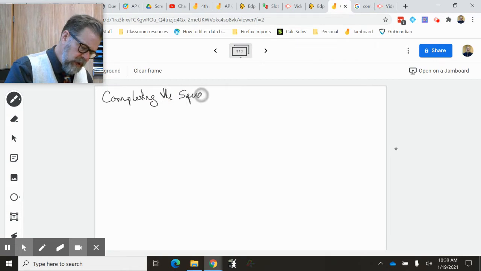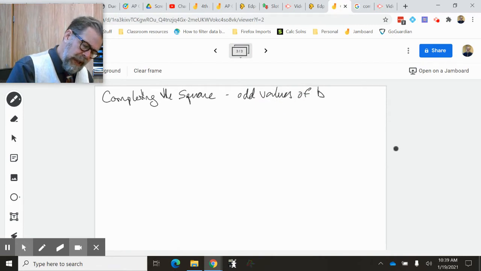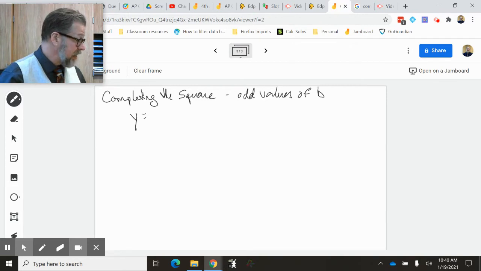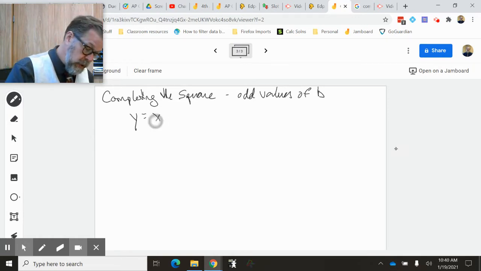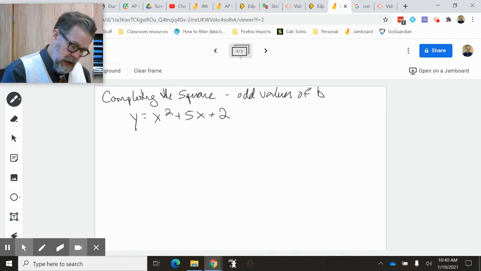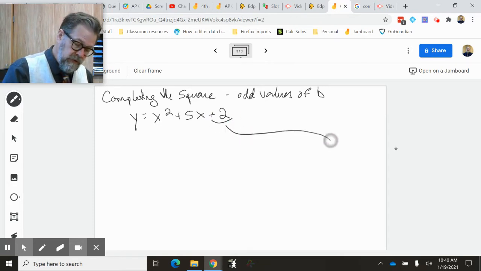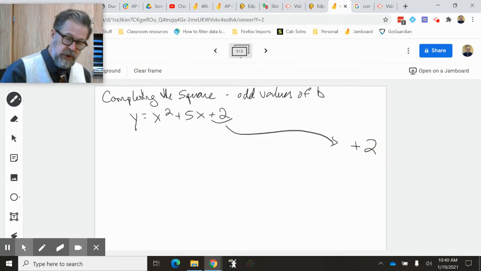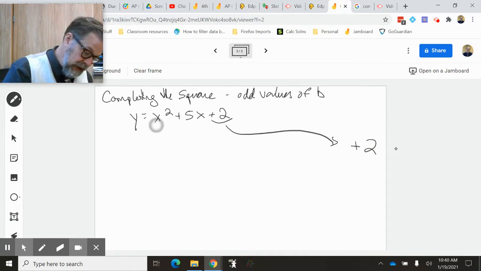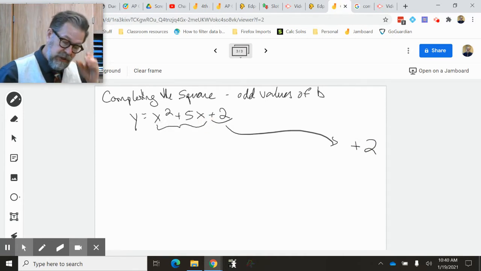And what we're going to do here is talk about odd values of b. You may already have an idea of what this is going to look like. But here we go. I'm going to start with y equals x squared plus 5x plus 2. If you watched my previous video, you'll know that what I like to do is shove that plus 2 off to the side and ignore it until the very last step.